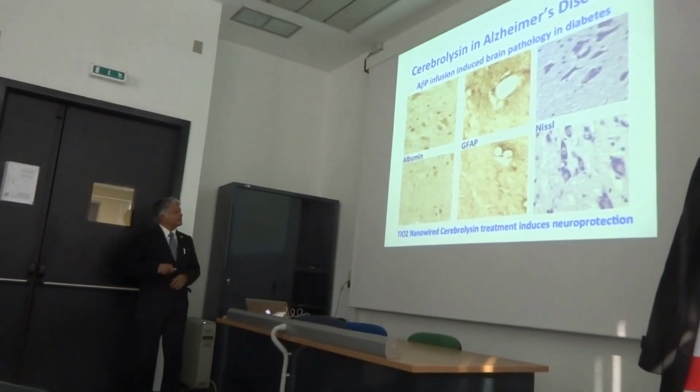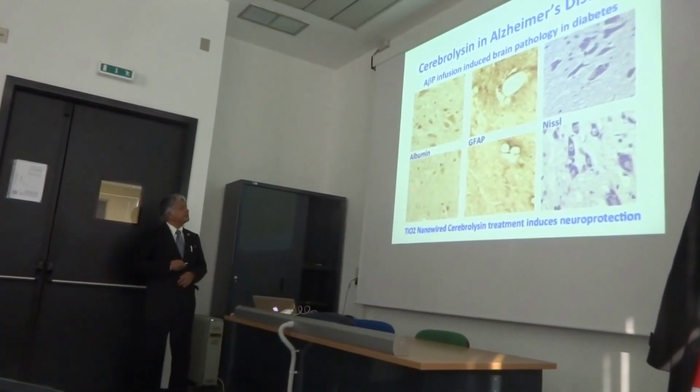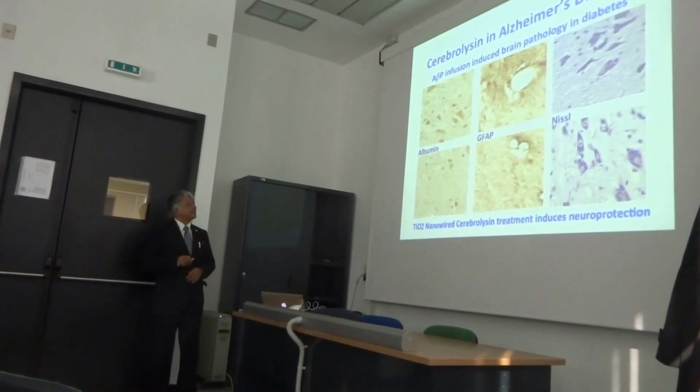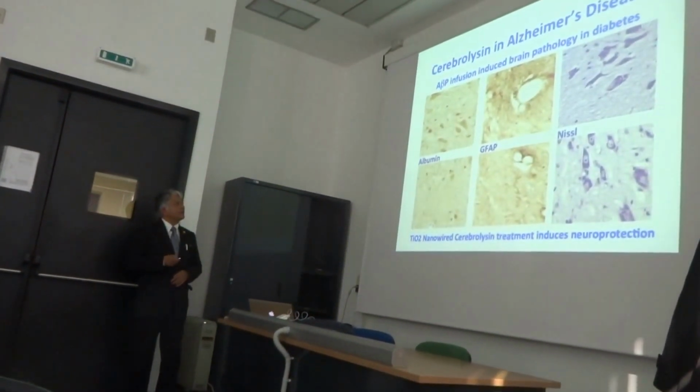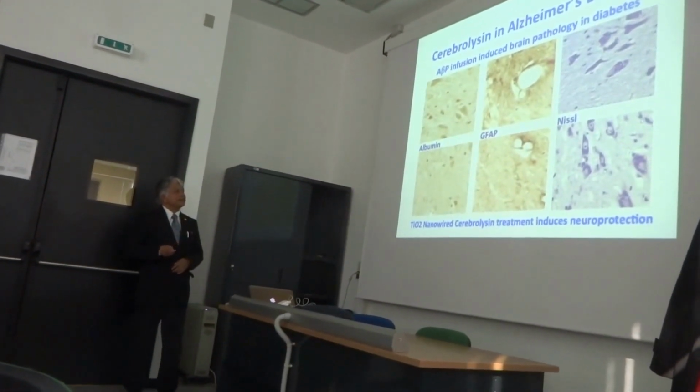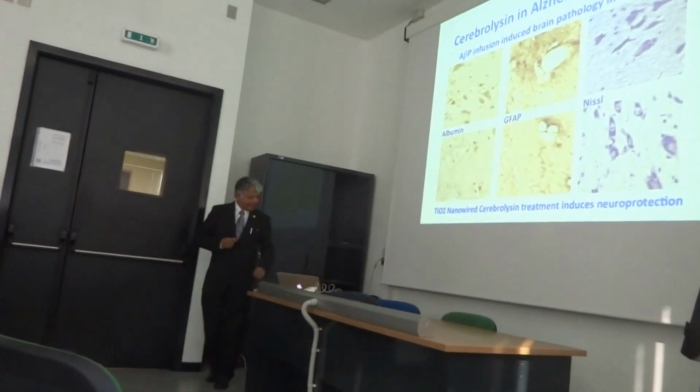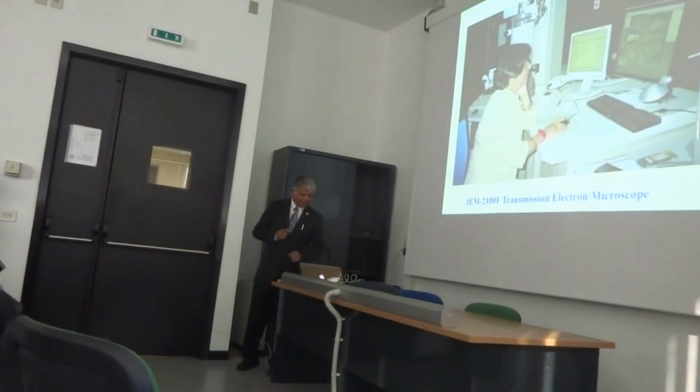When we have given this TiO2 level cerebrolysin, you can see albumin almost disappeared. Astrocytic activation is non-existent, and the vessel is probably the same, but it is difficult to localize. But the neurons were quite healthy, some of them.